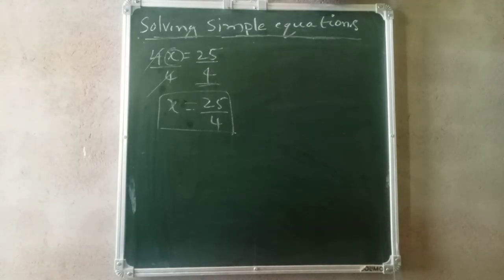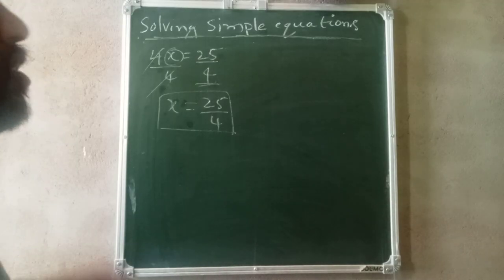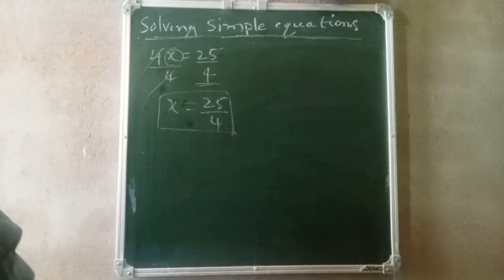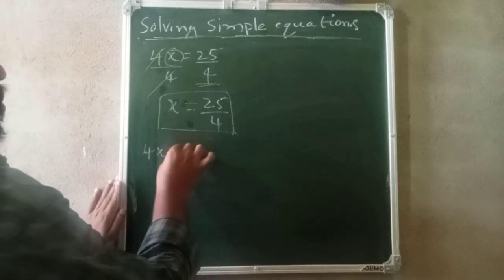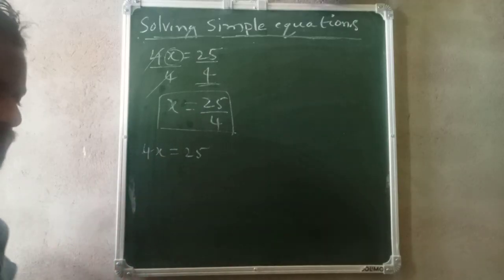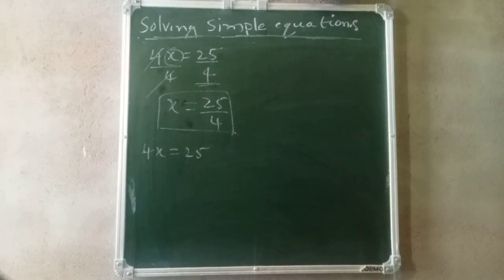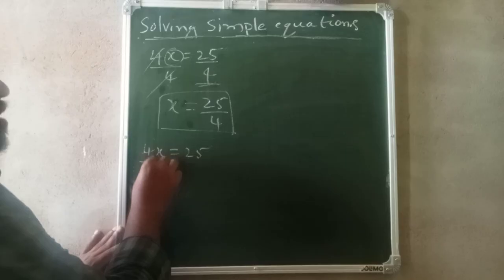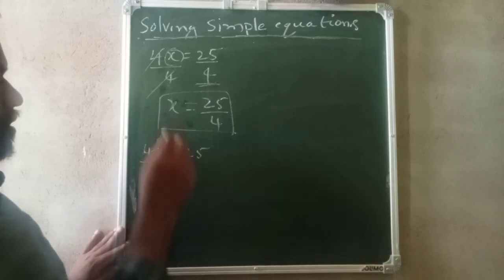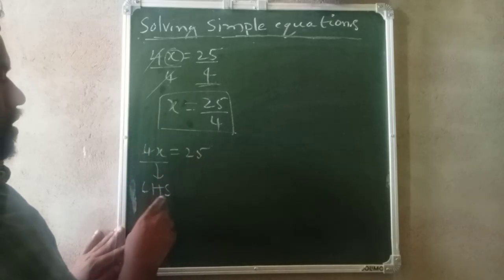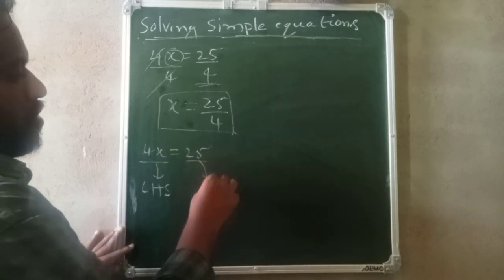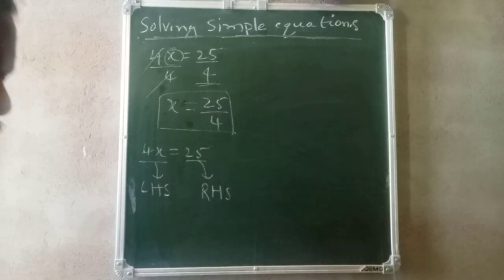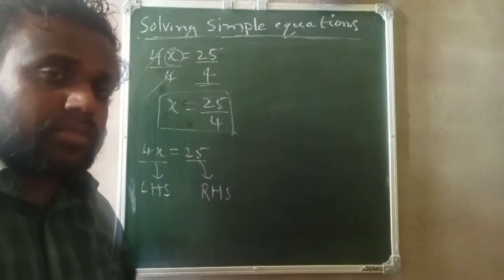Okay. Now we will check whether this answer is correct or not. For that, I will write the given equation once again, that is 4x is equal to 25. Now see, before the equal sign, whatever is there, that is LHS. LHS means left hand side. After the equal sign, whatever is there, that is RHS. RHS means right hand side.